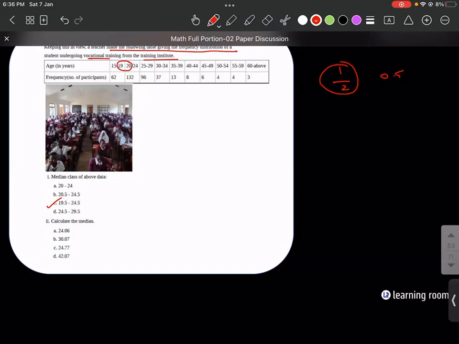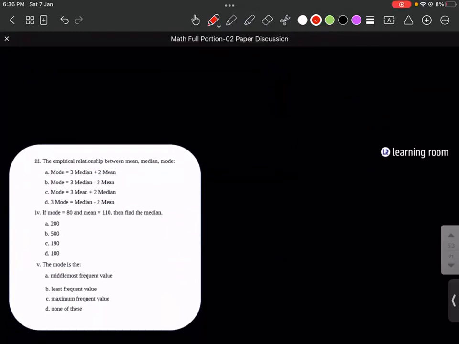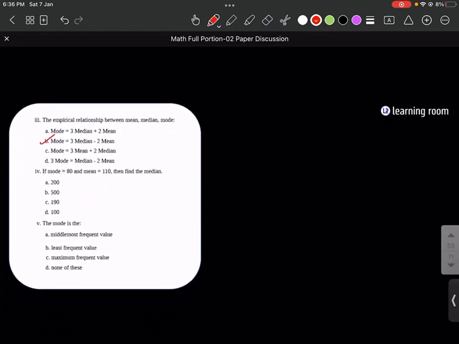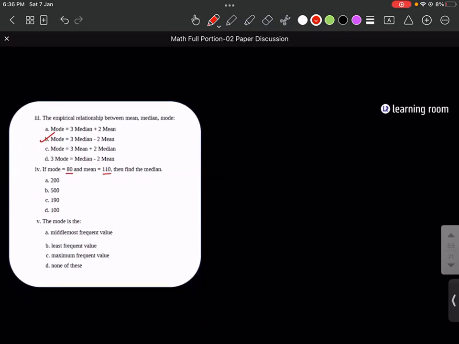Right. So it should be 14.5 to 19.5. Like this, it keeps on going. Okay. So the median is 24.06. Correct. The remaining things are the same. You know the formula, you know everything. So you know the empirical relation also. So what is the empirical relation? Mode is equal to 3 times median minus 2 times mean. If mode is equal to 80 and mean is equal to 110, just applying this formula, what will you get? You will get 100.